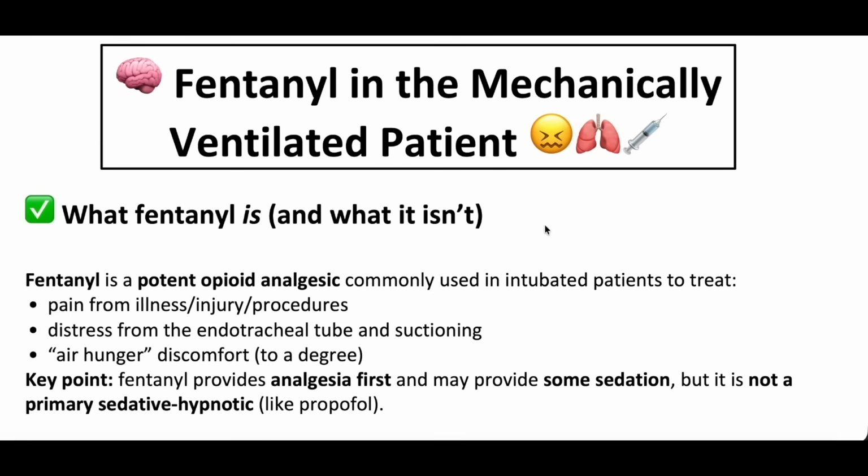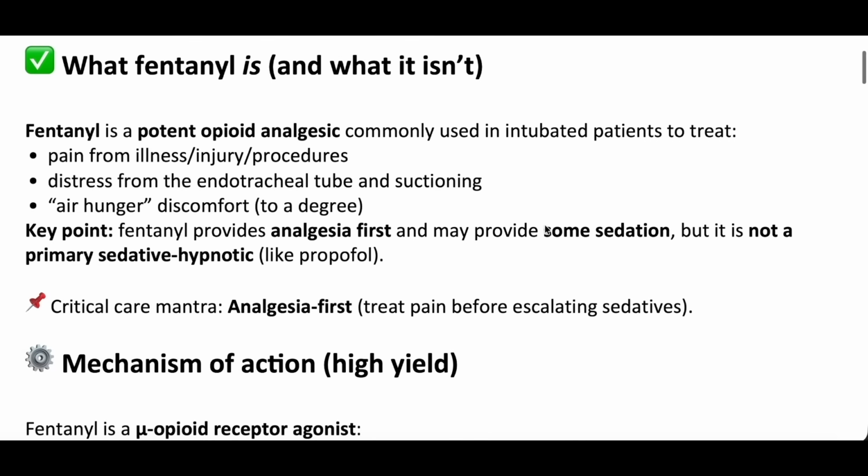Let's dive in to what fentanyl is and what it isn't. Fentanyl is a potent opiate analgesic, right? You can just give a dose of fentanyl, right? Like a bolus of fentanyl, a push of fentanyl. It is an opiate analgesic. In the emergency department, in the emergency room, or even in the ICU for acute pain, you can give someone a dose of fentanyl, right? EMS often is able to give patients doses of fentanyl. So this is a potent opioid analgesic.